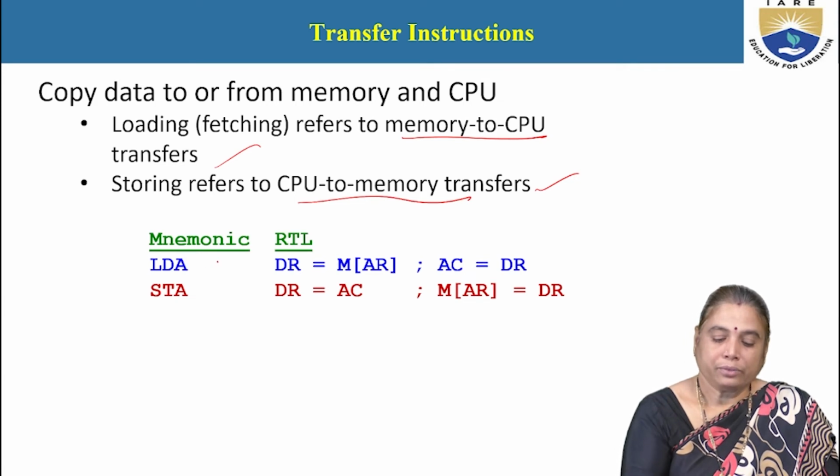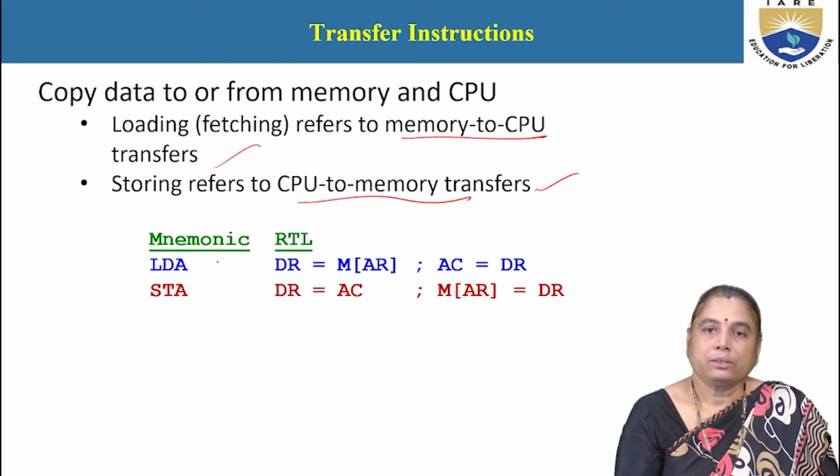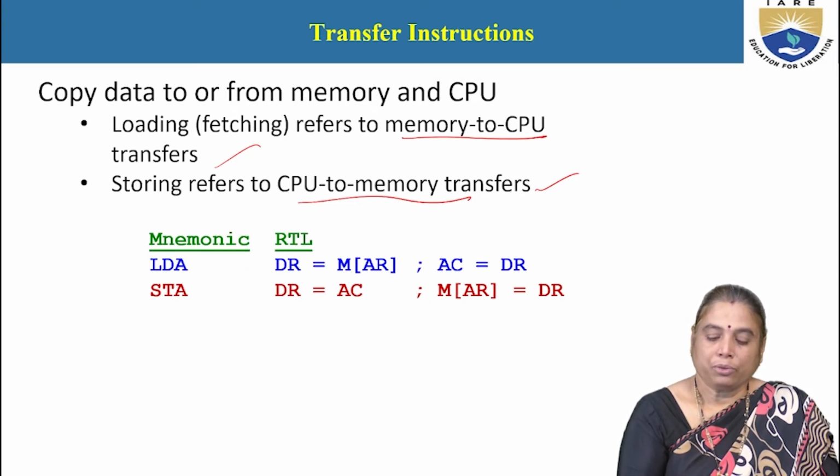So the LDA instruction and the STA instruction come under the category of transfer instructions. LDA is the loading instruction, so memory to CPU transfer can be accomplished. Here the value at the memory location pointed to by the address register can be loaded to the DR register, and the DR register value can be loaded into the accumulator.